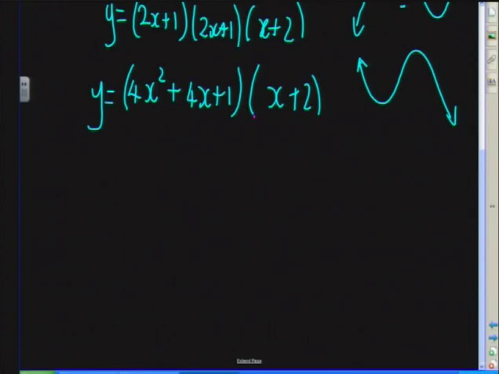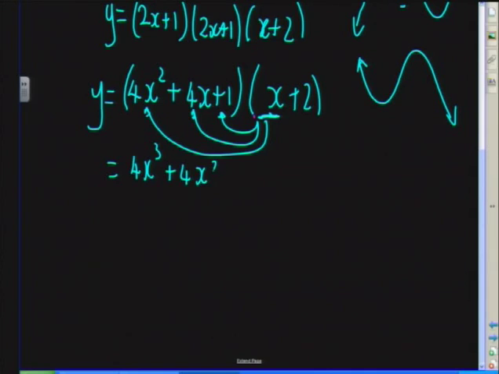Alright, and remember, all I've got to do now is just distribute the terms from the second bracket into the first bracket. So x times 4x squared is going to give me 4x cubed. 4x times x is going to give me 4x squared. 1 times x is just going to give me x.